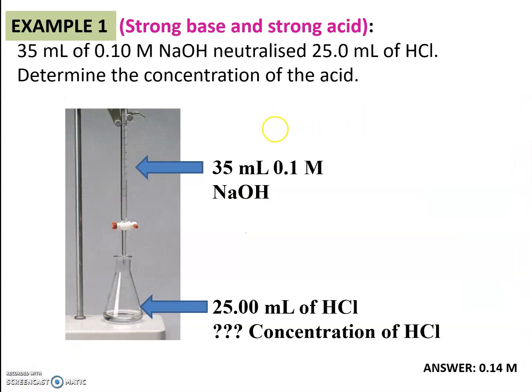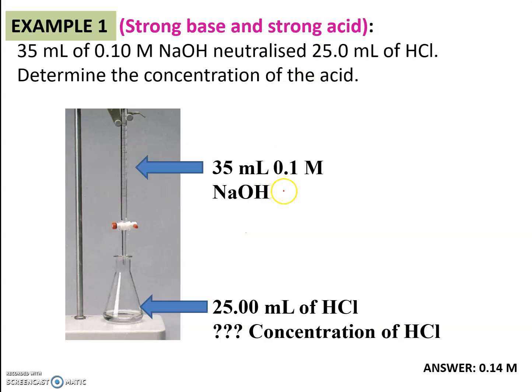Okay, for example number 1. This is a titration between strong base and strong acid. 35 ml of 0.10 molar sodium hydroxide neutralizes 25 ml of hydrochloric acid. Determine the concentration of the acid.